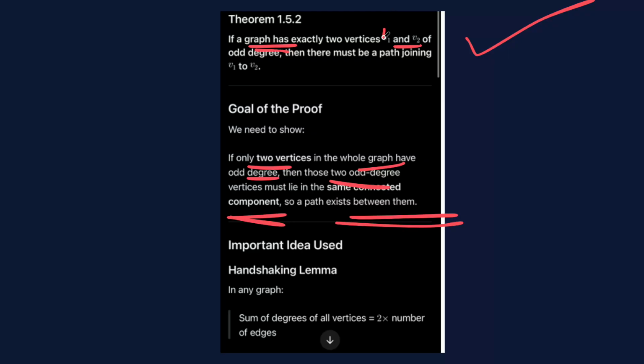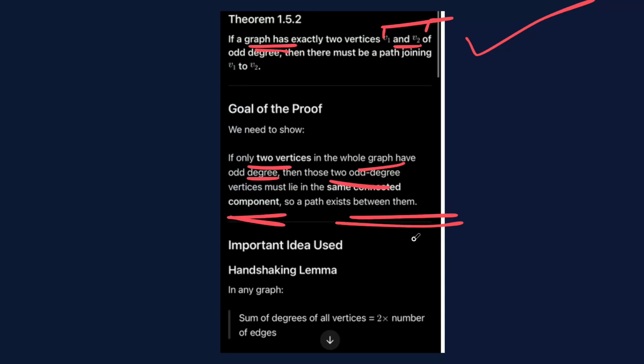Whether the graph is connected or disconnected, only if they are present in the same connected component can a path exist. In a connected graph, a path can exist, right? So only if v1 and v2 are present in the same connected component can a path exist between them.